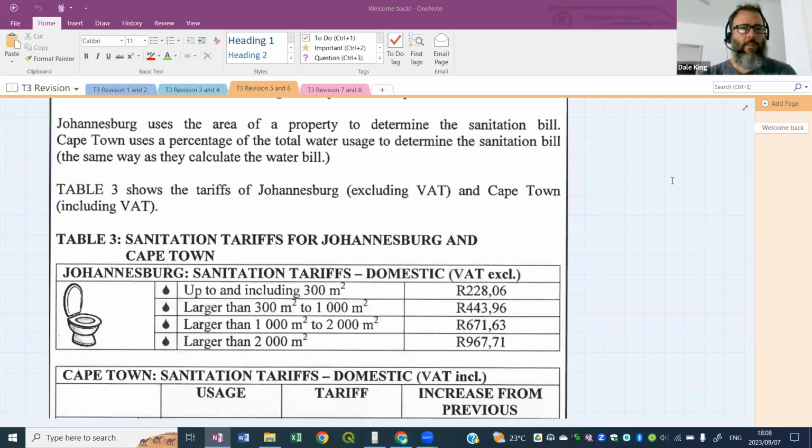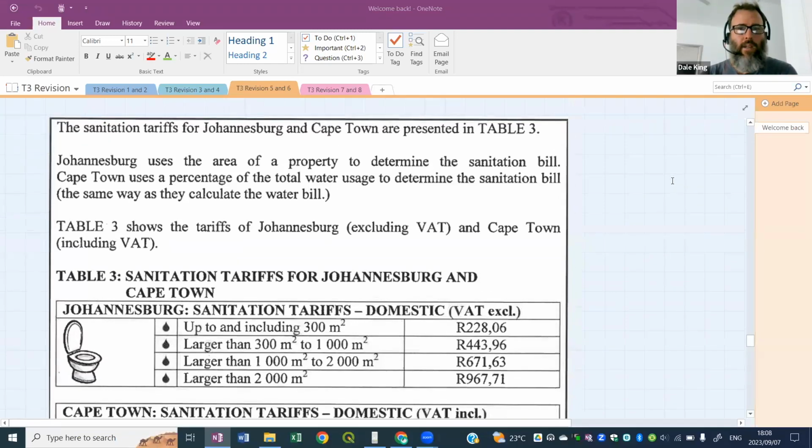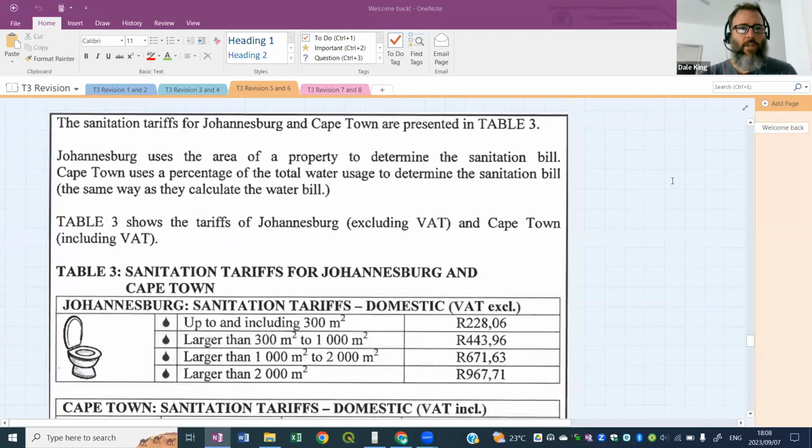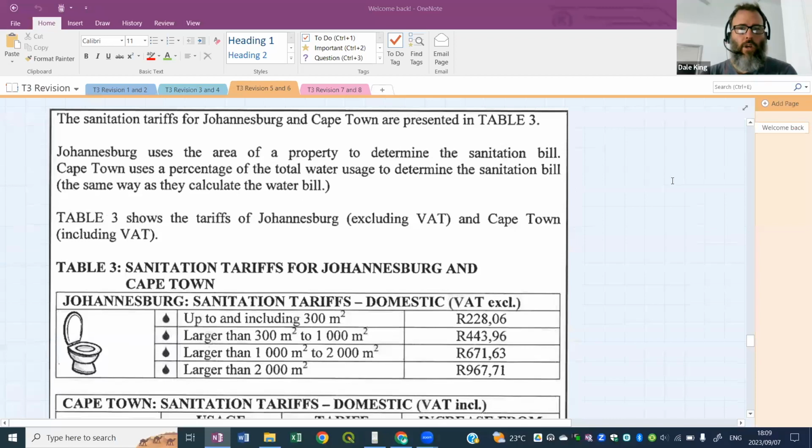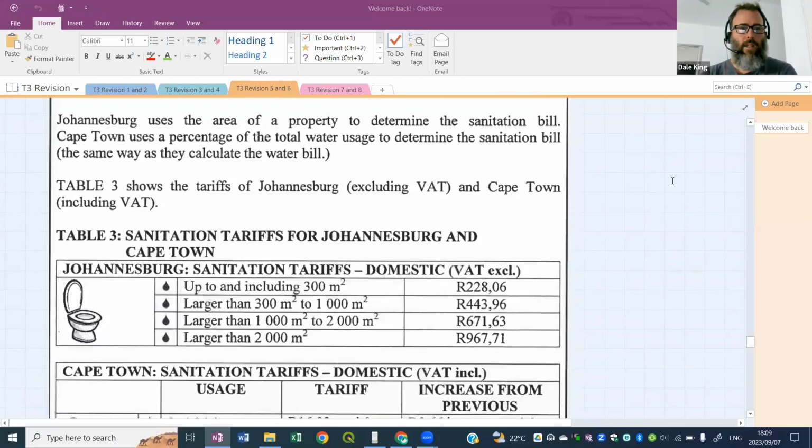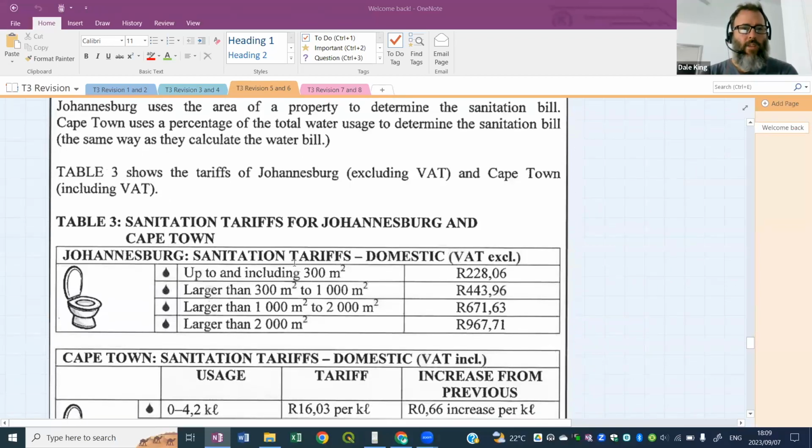It says Johannesburg uses the area of a property to determine the sanitation bill. We have tariffs for Joburg here and Cape Town. At the top there, you can see that depending on your property size, that is the tariff that you are going to pay.